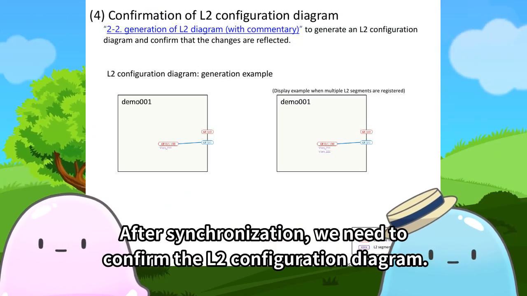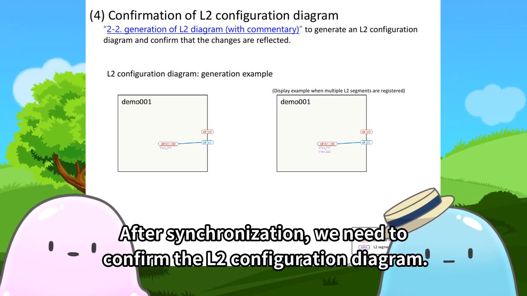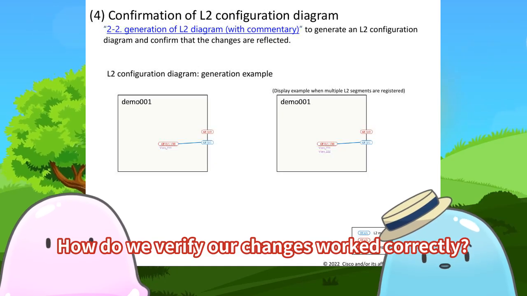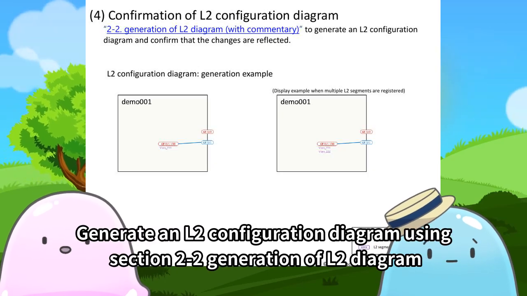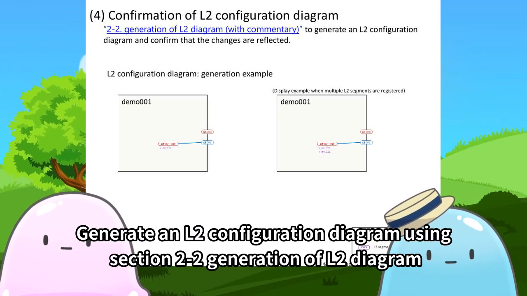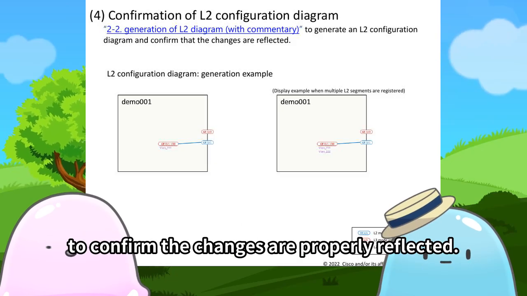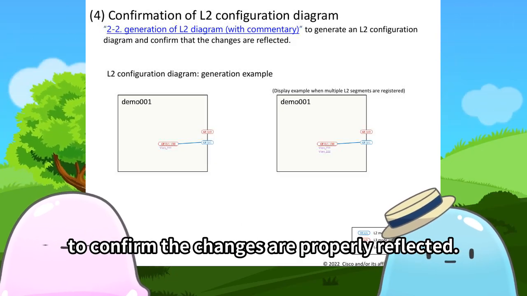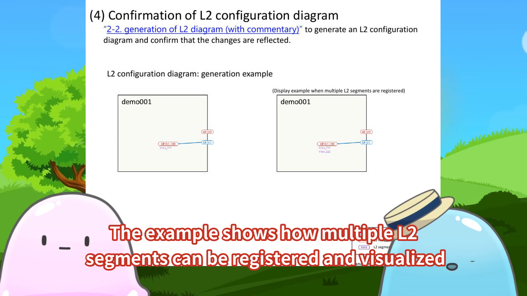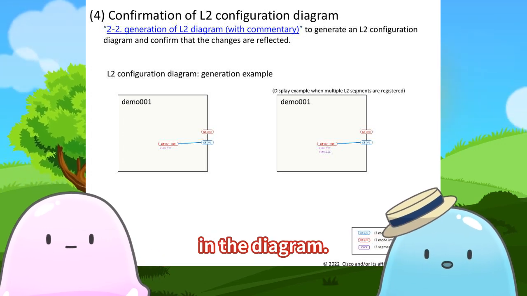After synchronization, we need to confirm the L2 configuration diagram. How do we verify our changes worked correctly? Generate an L2 configuration diagram using section 2.2, generation of L2 diagram, to confirm the changes are properly reflected. The example shows how multiple L2 segments can be registered and visualized in the diagram.